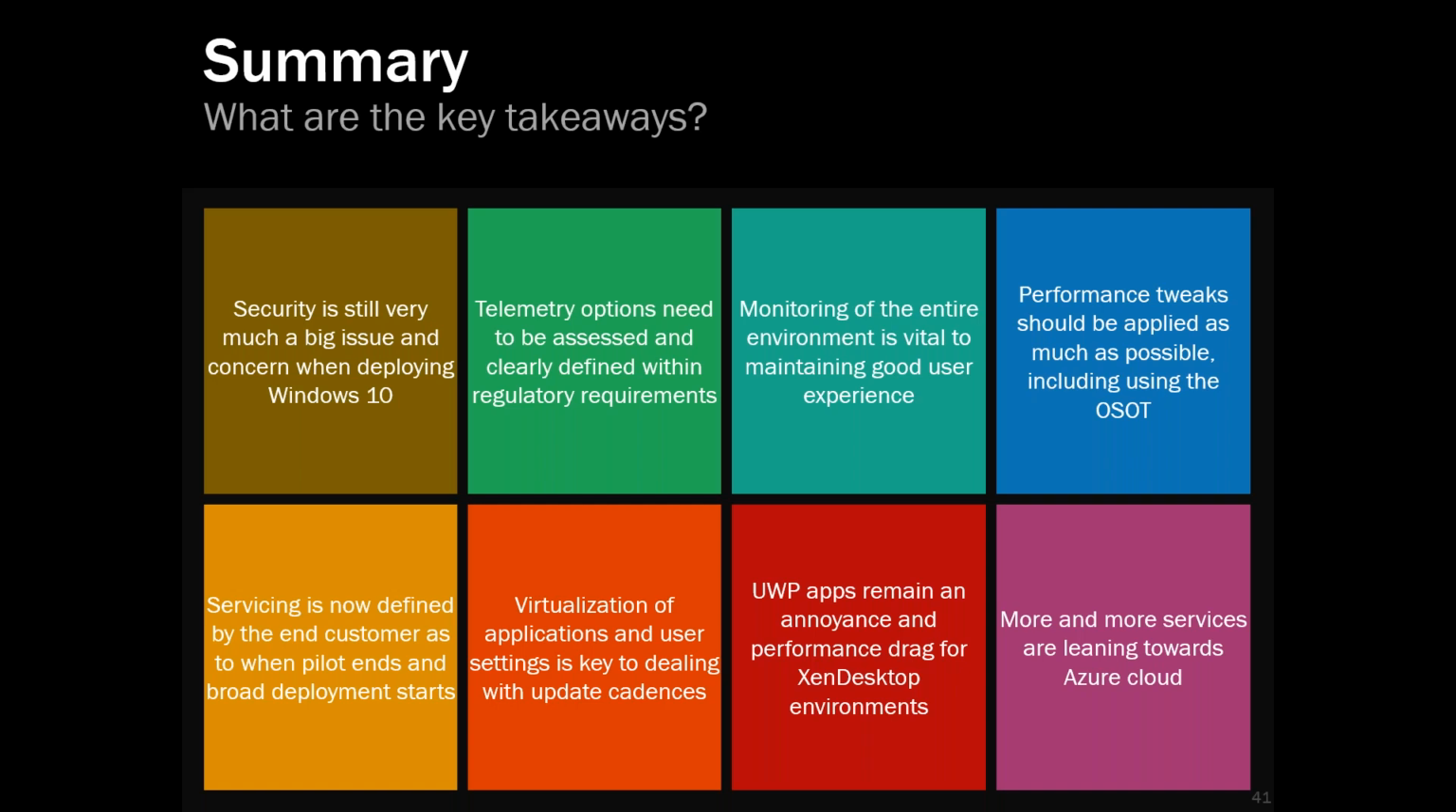All those performance tweaks, if you want to get best performance on VDI VMs in Windows 10, get all those performance tweaks in. There are some great articles out there that recommend best practice, things like that. The VMware OSOT and the Citrix Optimizer help take some of the sting out of that. Your servicing branches have now been improved, so you do get the discretion yourself to decide when your pilot ends and broad deployment starts. So there's no more of this 3 months waiting for Microsoft to declare it and then rushing around. There's a bit more leeway there.